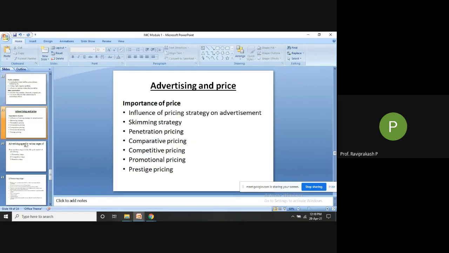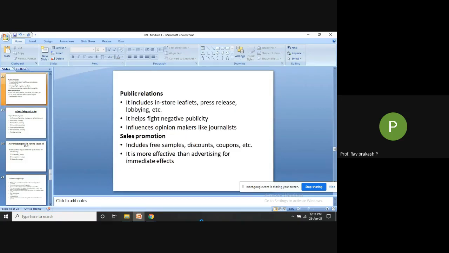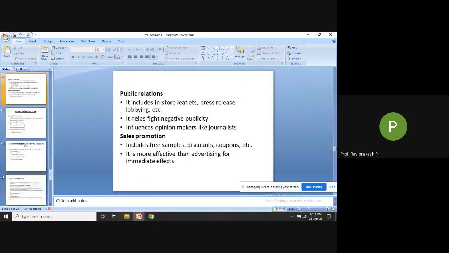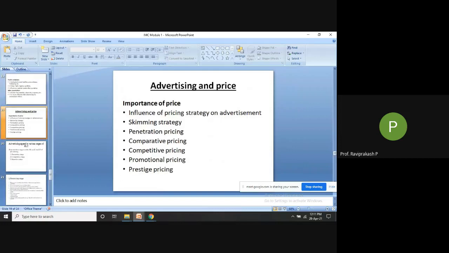Next is advertising and pricing, the last one. Product, place, price, and promotion. What all we had? We had product, place, promotion, and the last one is the price. We're looking at the price now. So what are the different kinds of prices?